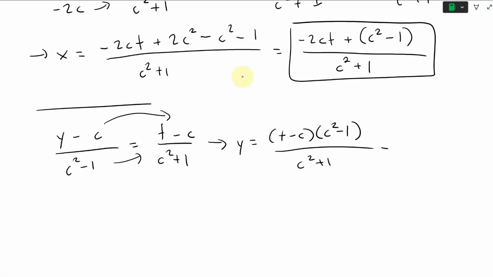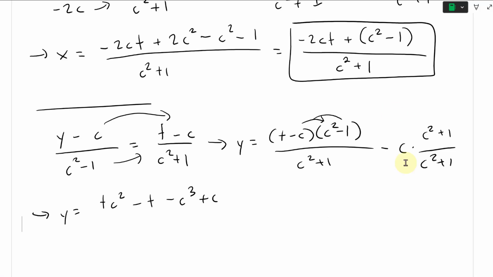So minus c, and then we'll do the same thing, multiply top and bottom by c squared plus 1 over c squared plus 1, and so on. Then what we're going to get is y equals, and we're going to FOIL this out. This times this is tc squared, and then that times negative 1, negative t. Same thing now from the inside: this times this, and then that times that. We get a negative c cubed, and then a negative c times negative 1 plus c, and then move these inside.